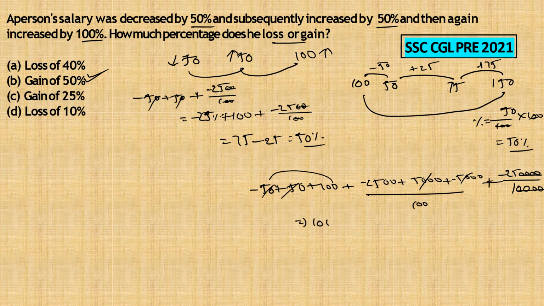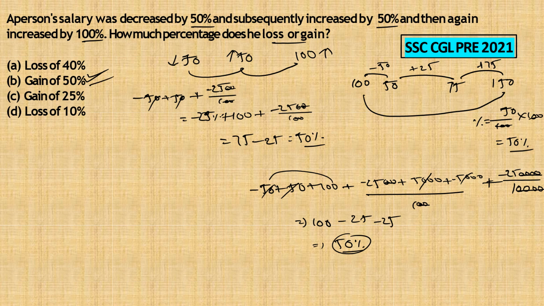And we get 100 minus 2500 divided by 100, or you can cancel it here directly, 2 zeros, and you will get minus 25, and minus 25 in the last. 100 minus 50, that is a successive 50% increase in his salary.